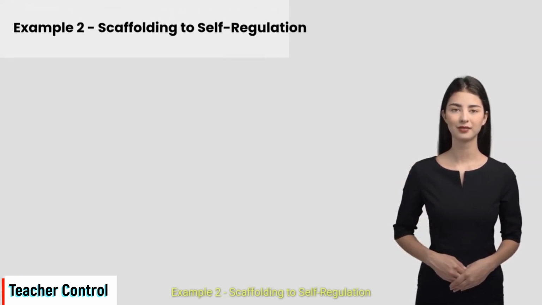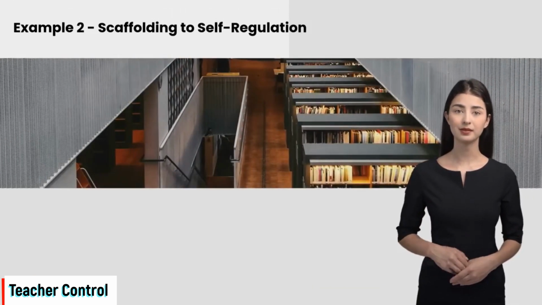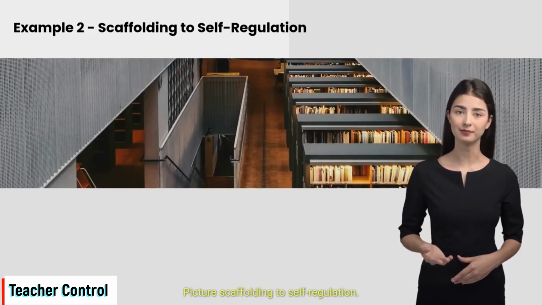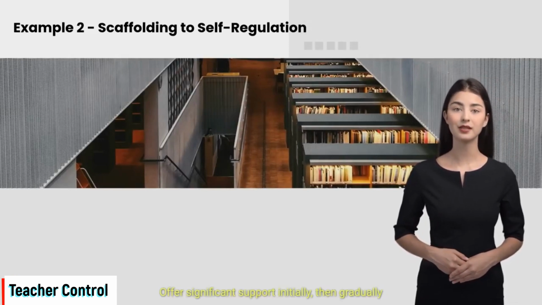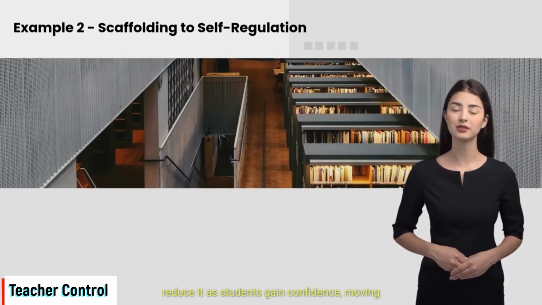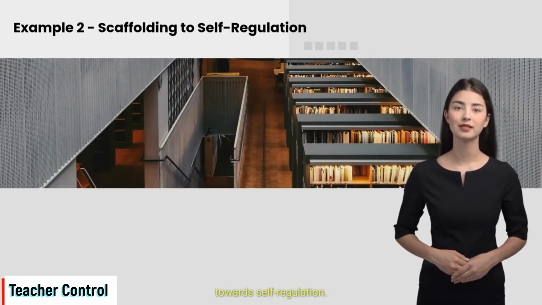Example 2, scaffolding to self-regulation. Picture scaffolding to self-regulation. Offer significant support initially, then gradually reduce it as students gain confidence, moving towards self-regulation.